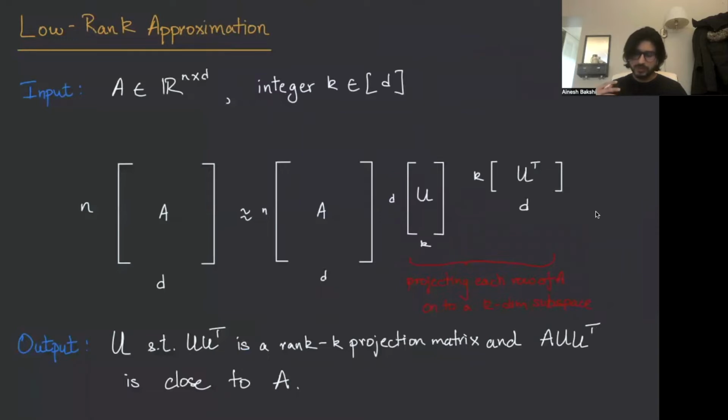So the operation that this projection matrix is doing is that it is taking each row of A and projecting it onto the k-dimensional subspace spanned by the columns of U. And it's easy to see that if we multiply A times U and set this to be X and set U transpose to be Y, we again get this low-rank factorization for A.